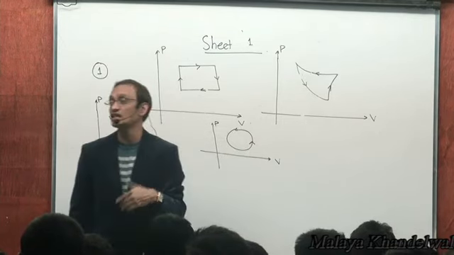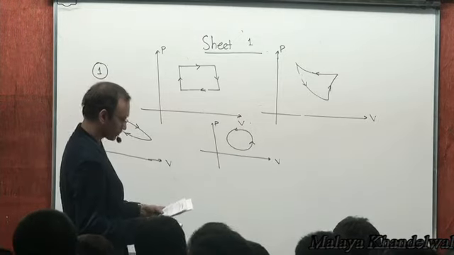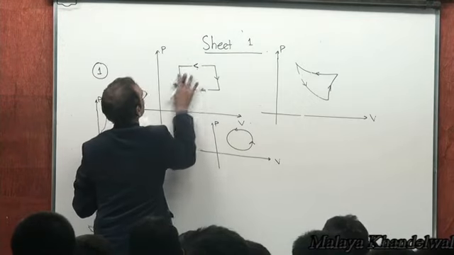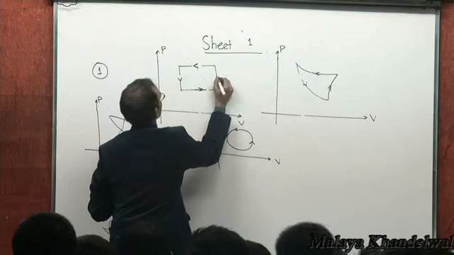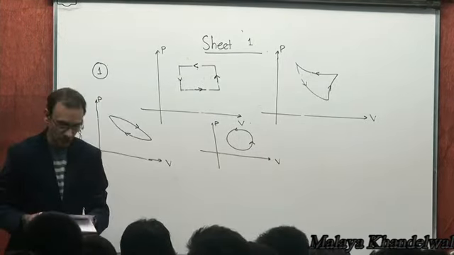In each of these cases, delta U is 0, right? Oh, in this figure? Okay. So then work done is negative here. If the arrows are like this, then the work done is negative in this case. Anti-clockwise execution, work done is negative.